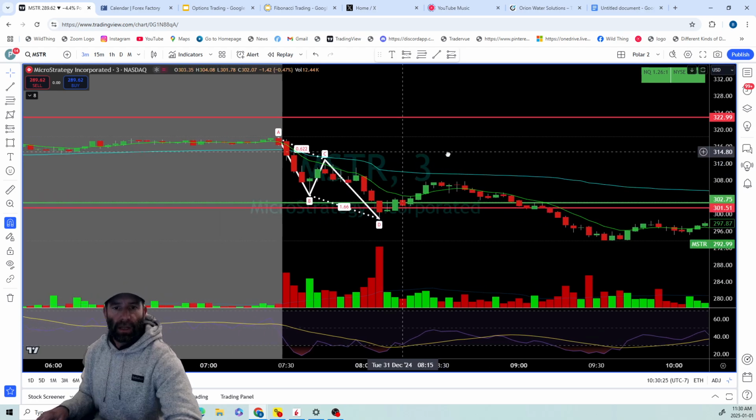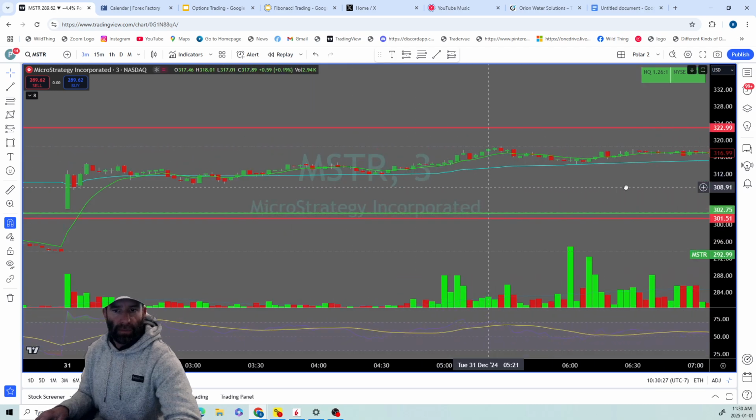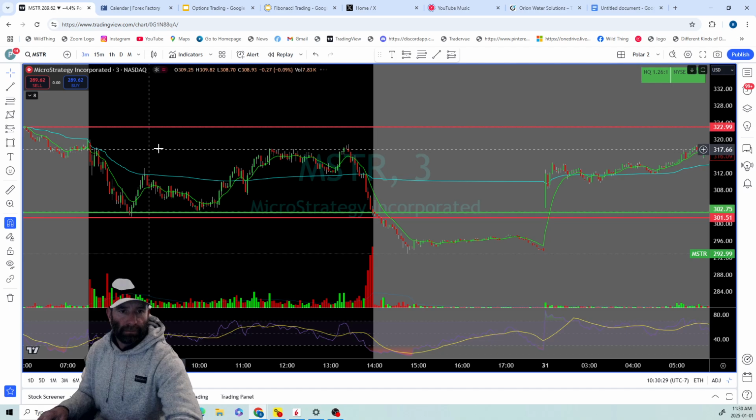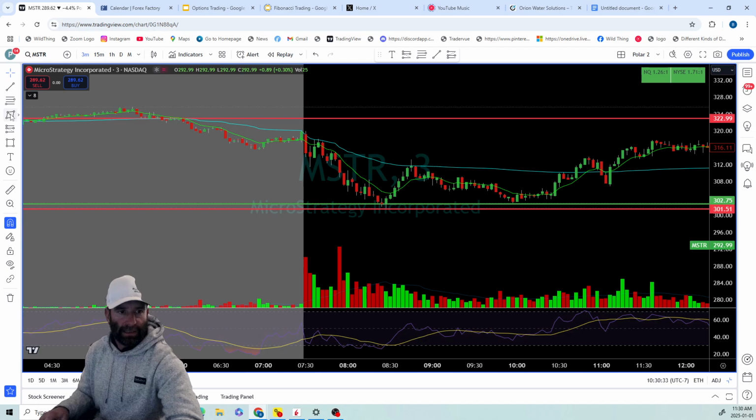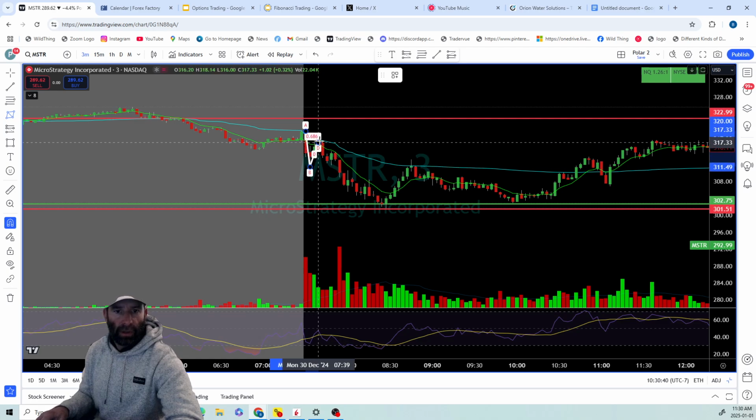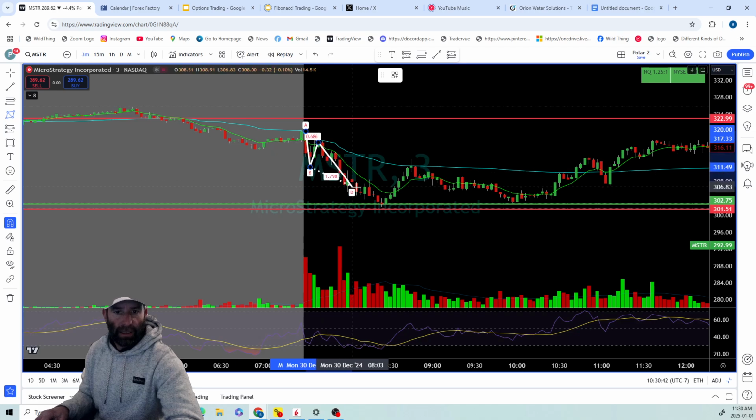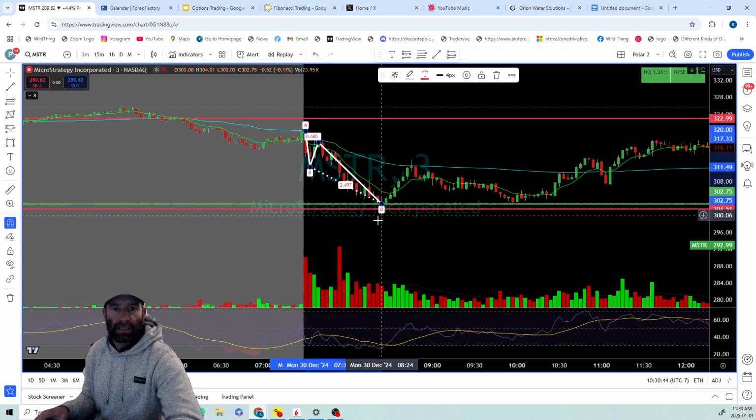So that was yesterday. Let's see how this played out in previous days. You can see the previous day was exactly the same. Price is under VWAP. We have an A to B move with a pullback to C, and then a continuation down to D.